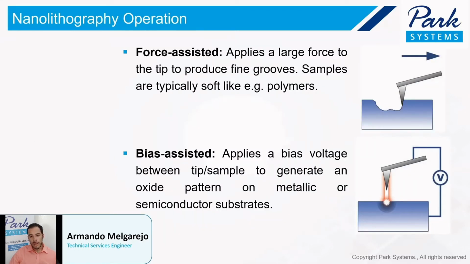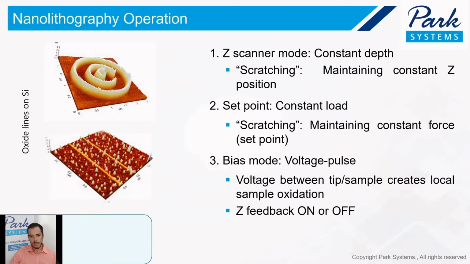Before going directly to the demonstration, I'm going to give you a brief introduction about what nanolithography is. Commonly, we divide nanolithography into force-assisted and bias-assisted. As the name says, force-assisted depends on the amount of force that I'm applying to create these fine grooves, and the bias-assisted depends on the amount of voltage that I'm going to apply to create anodic oxidation.